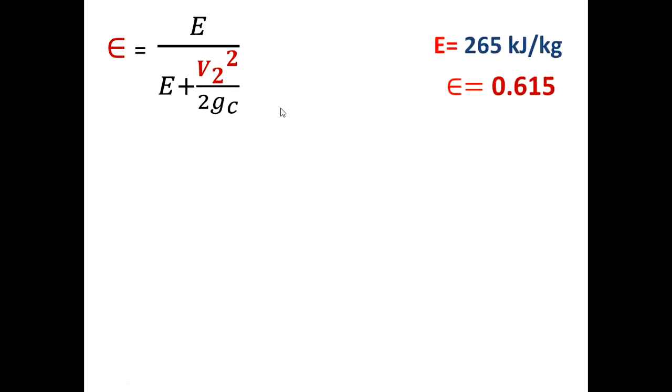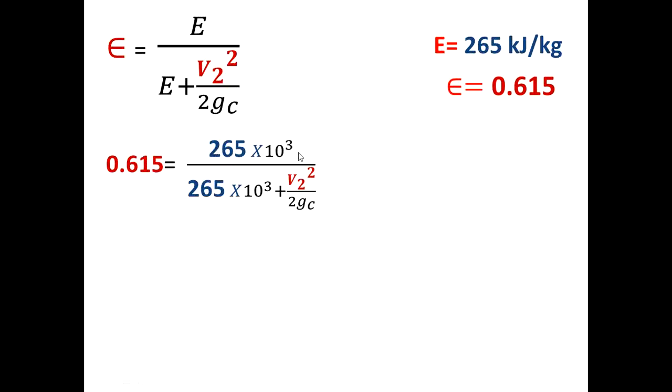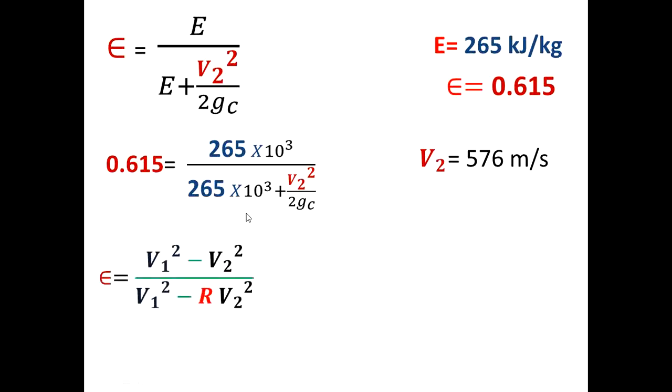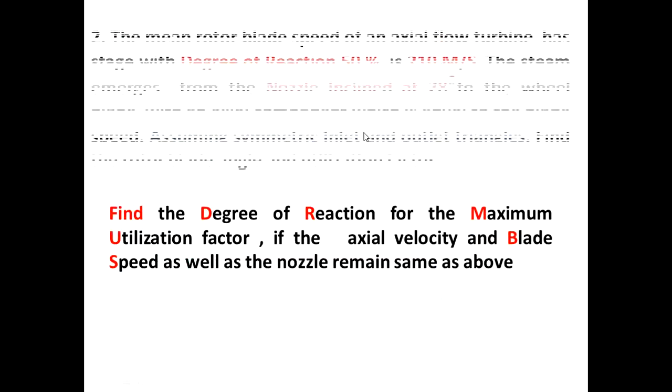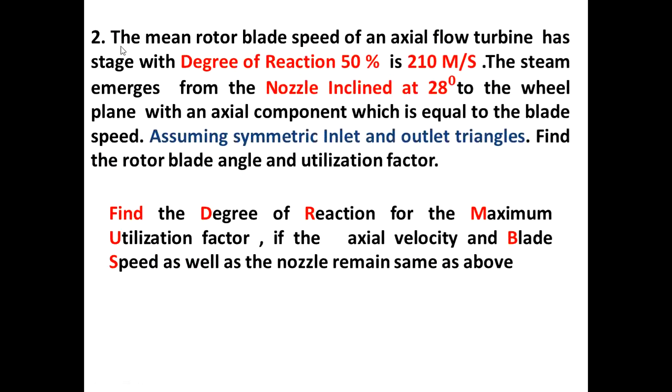I am putting the value epsilon. Put in this value, you will get the value of V2. Solve this equation, put the value gc, it is 1 only. Epsilon is equal to V1 square minus V2 square. This is the equation you know very well. Put everything in this equation. Degree of reaction is given 0.5. Only V1 you want. Solve this equation, you will get the value of V1, it is equal to this much. Problem number 2. Here you see the problem number 2.